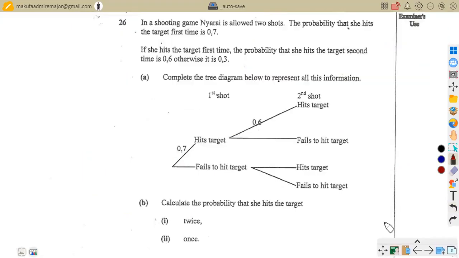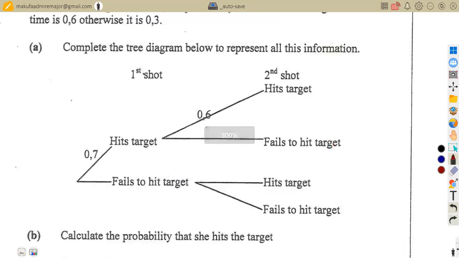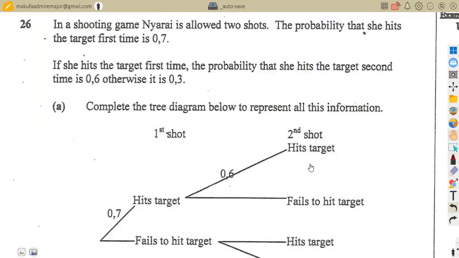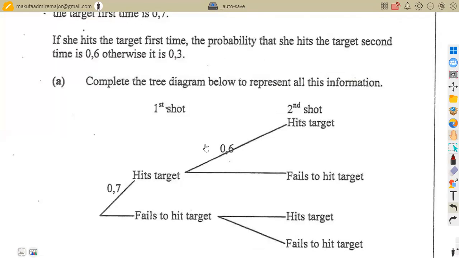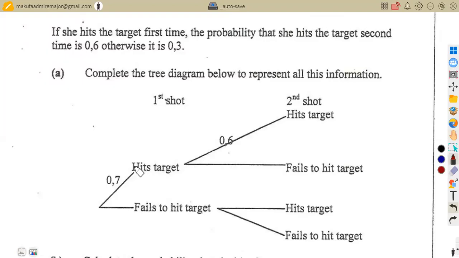And let's check the other part. We have got probability. All right. Let's see our probability here. In a shooting game, Nyarai is allowed 2 shots. The probability that she hits the target first time is 0.7. So here the probability for her to hit the target is 0.7. What about the probability that she's going to fail to hit the target? Remember, the probabilities of hitting the target and failing to hit the target must add up to 1. So we are simply going to subtract 1 minus 0.7. We find what is remaining, which is going to be what?